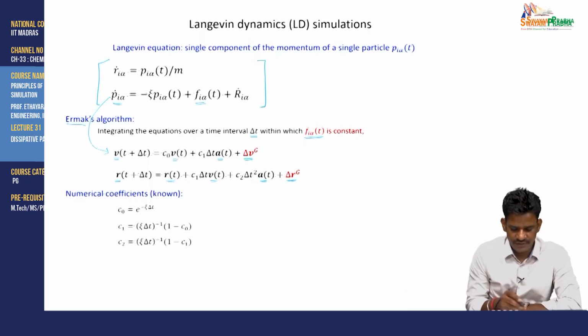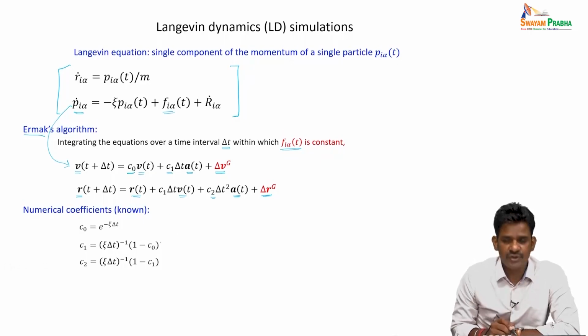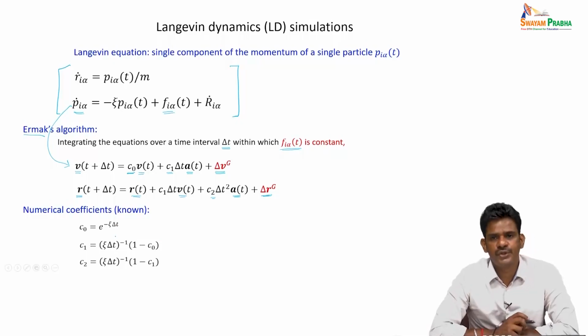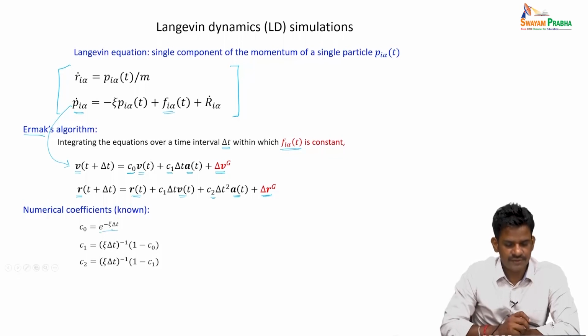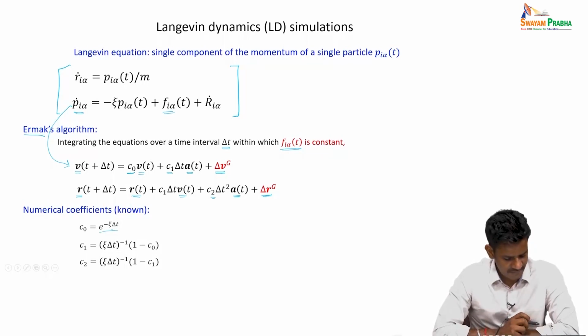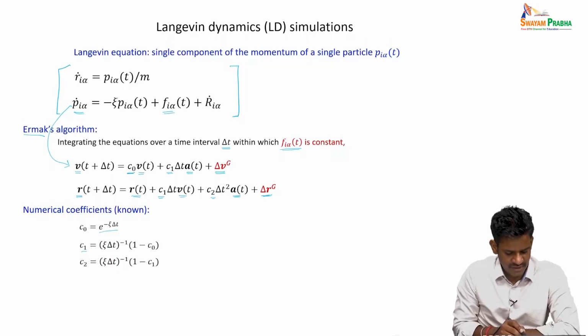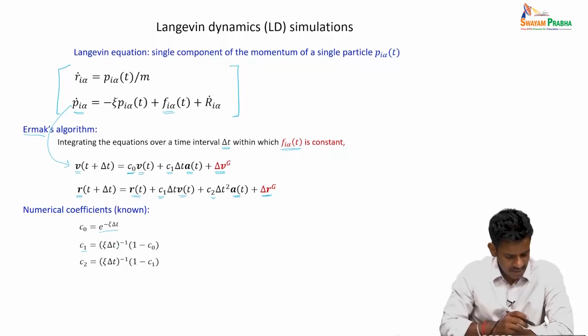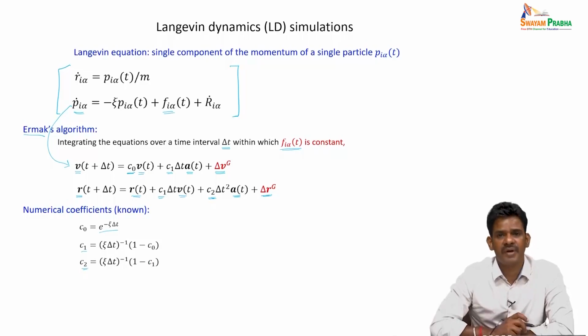So, if you look at all these equations, there are many numerical coefficients C0, C1, C2, etc., and all of them can be shown to be a function of the friction coefficient. For instance, the C0 that you see here is basically equal to exponential of minus eta delta t, and this coefficient C1, here and here, is related to C0 itself as 1 minus C0 times eta delta t inverse. And similarly, this C2 is defined in terms of 1 minus C1.